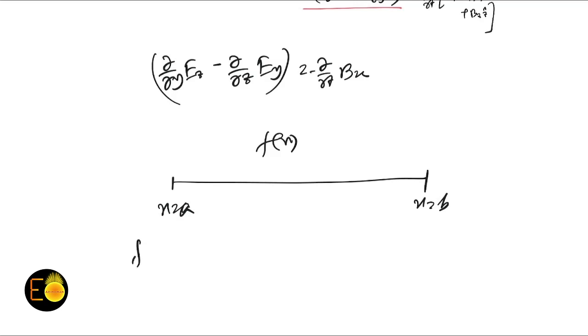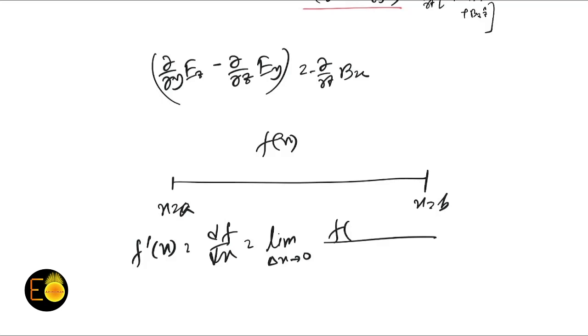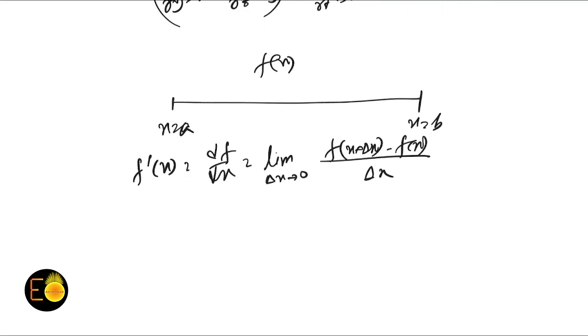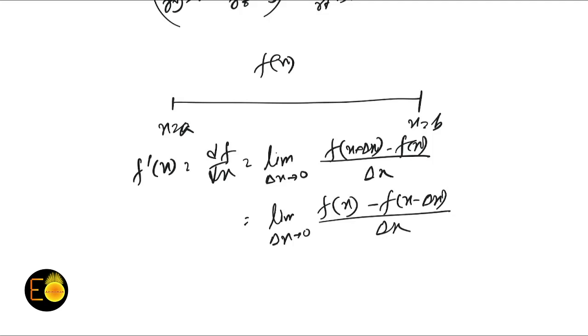Now what is the differentiation f'(x)? What is the definition of differentiation? We know df/dx is the limit as delta x tends to 0 of [f(x plus delta x) minus f(x)] divided by delta x, or the limit as delta x tends to 0 of [f(x) minus f(x minus delta x)] divided by delta x. So this is the basic definition of differentiation.